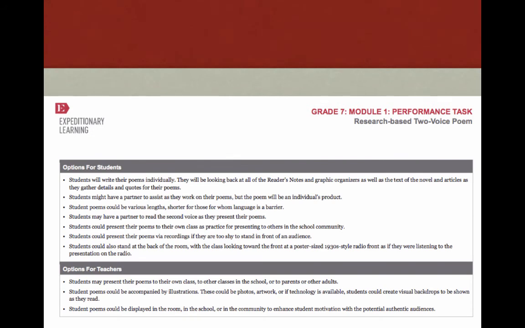Lastly are the options for students and the options for teachers. These give students additional direction on options within this performance task, i.e., students may have a partner to read the second voice as they present their poems. That's an option provided to students in this performance task. The teacher options provide guidance for the educator in how they set up the outcomes for the performance task. For example, students may present their poems to their own class, to other classes, or to parents or other adults.